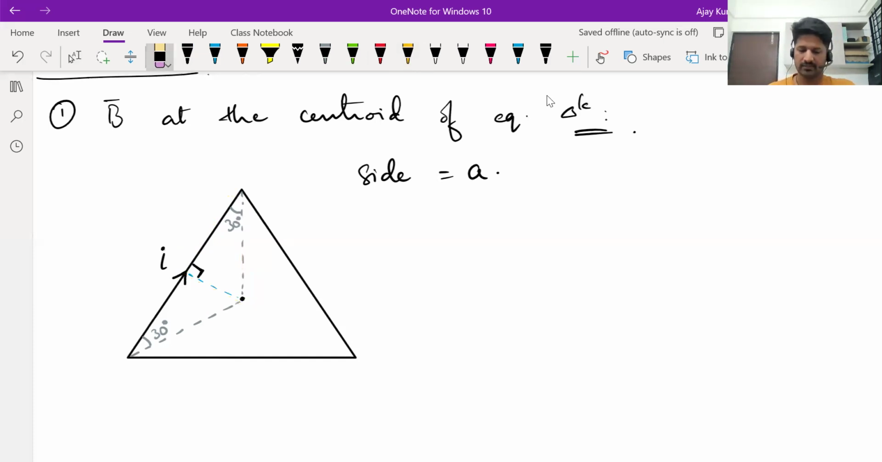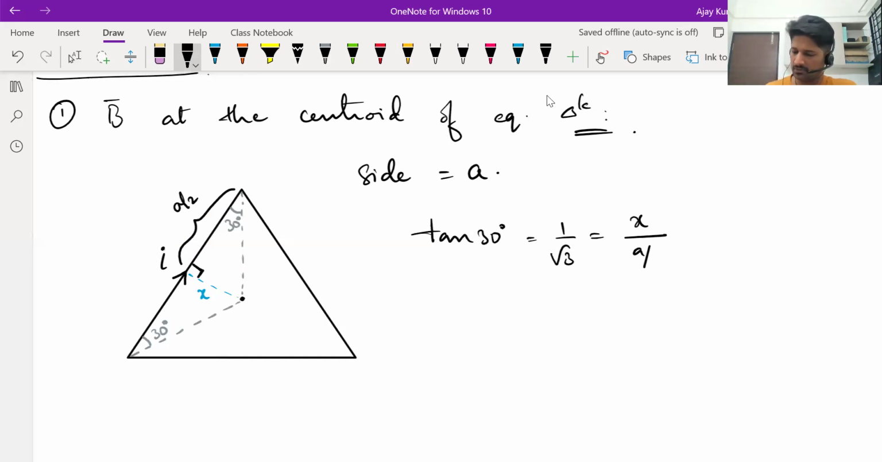We know the angle 30 degrees. That's fine. We need to know something more to find the distance. Let's call this distance x. That's what we are looking for. We know that this part is a by 2. Obviously, the centroid is the point of intersection of medians, and the median divides the side into two equal parts, right? So that is a by 2. You can use tan 30 degrees. Tan 30 degrees is 1 by root 3, which is opposite x divided by adjacent a by 2. That's all. So you get the distance as a by 2 root 3.